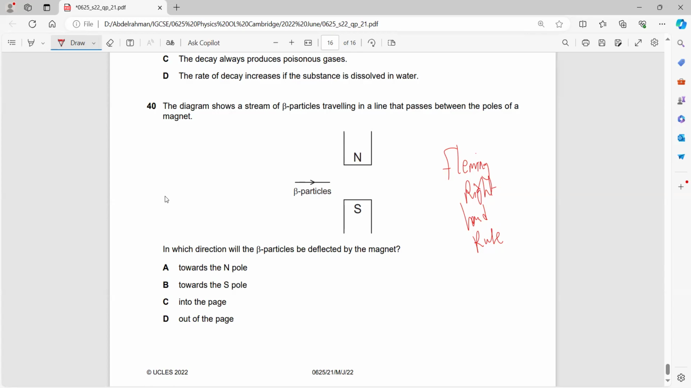Would it be out of the magnetic field? The magnetic field is the index finger, yes. The magnetic field is downwards. The second finger is directed to the right, so the force would be out of the page. We're looking for where the thumb points, because the thumb is the force acting on the particle. Okay.